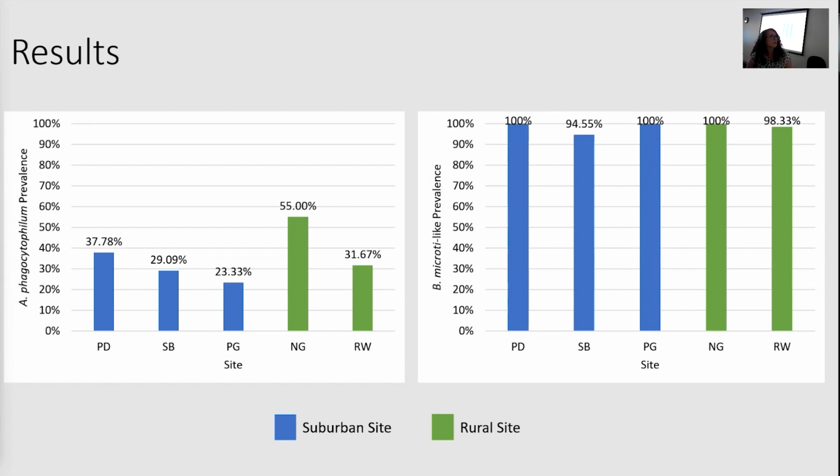However, I did see moderate prevalence of Anaplasma phagocytophilum, and this varied from 23% all the way up to 55% across sites. And then I found extremely high prevalence of Babesia microti-like across all 5 sites, with 3 of my sites being 100% infected.